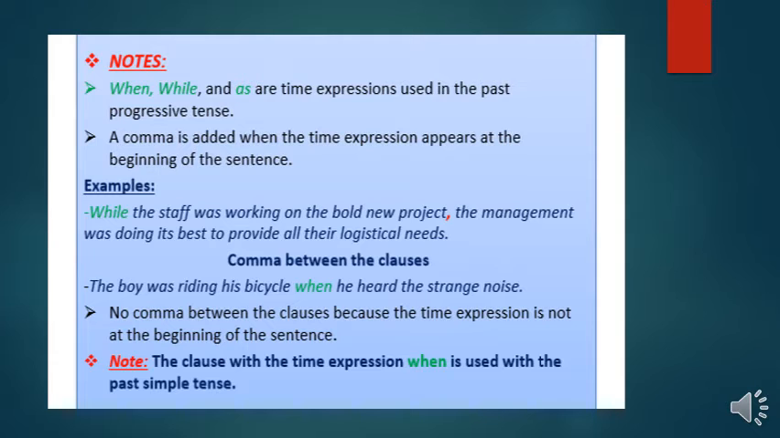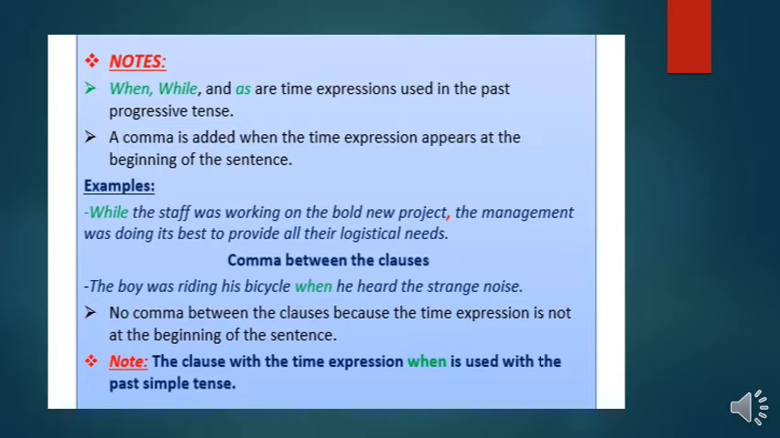And a comma is used when the time expression appears at the beginning of the sentence. If the sentence starts with while or when or as, then you have to add a comma and then continue your sentence. A comma between the clauses. For example, while the staff was working on the bold new project, the management was doing its best to provide all their logistical needs.